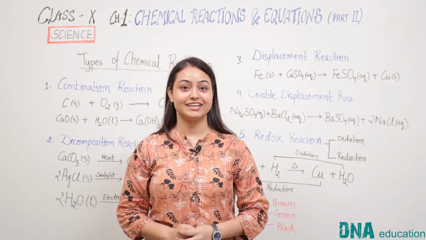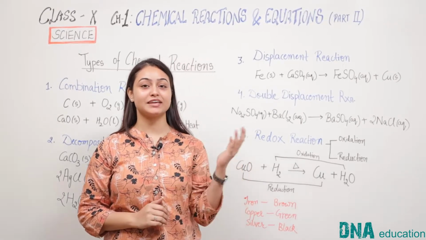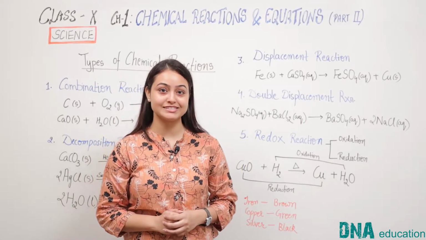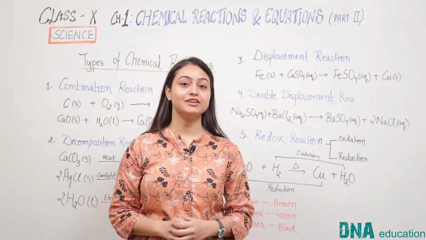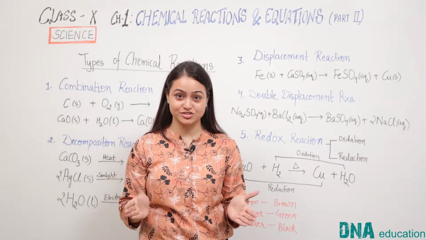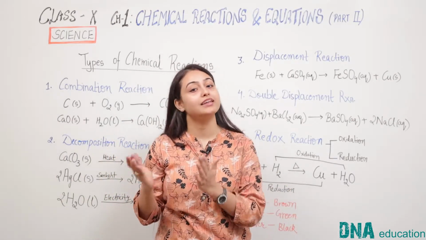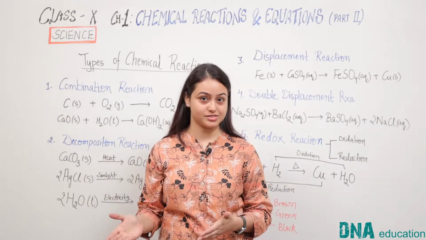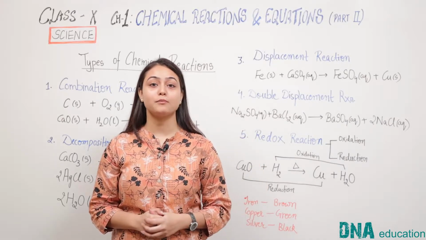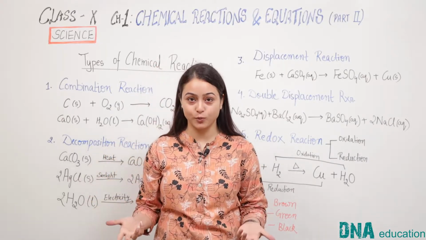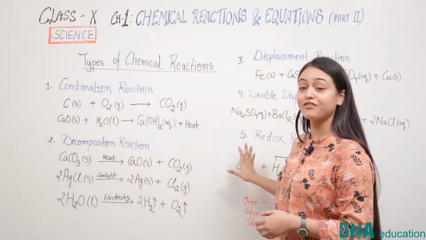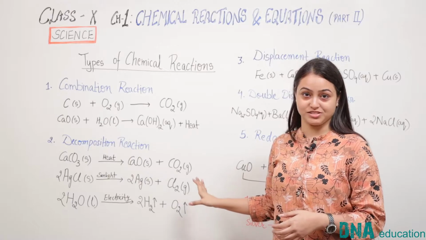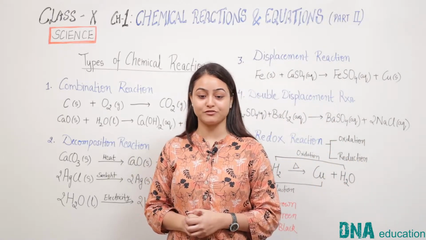Hello everyone, let us now start with the second part of our first chapter of science, that is chemical reactions and equations. In the previous session, we have discussed chemical reactions, chemical equations and balancing of chemical equations. Now today we will discuss different types of chemical equations. So as you can see here, we have a total of 5 types of chemical equations. Let us study them one by one.